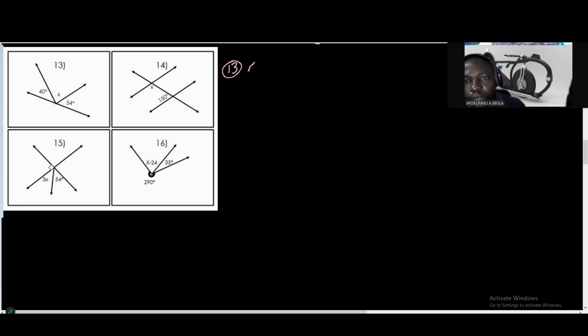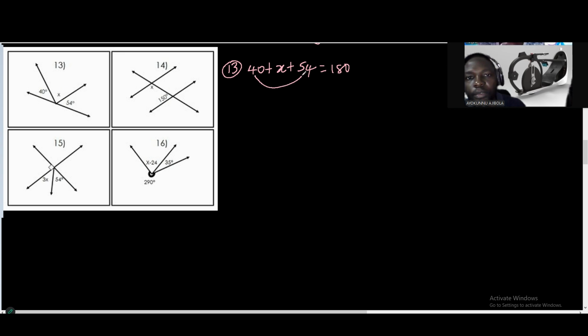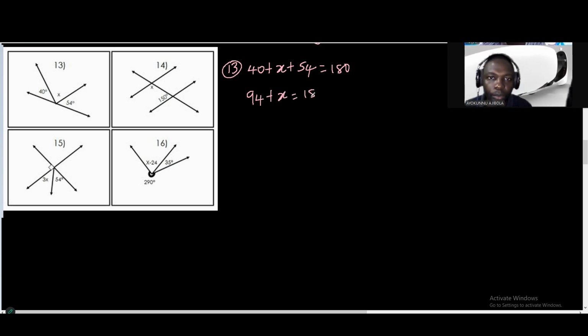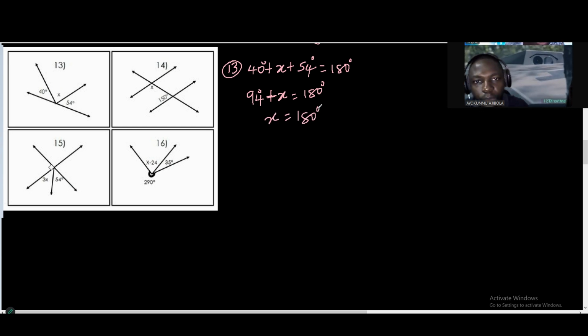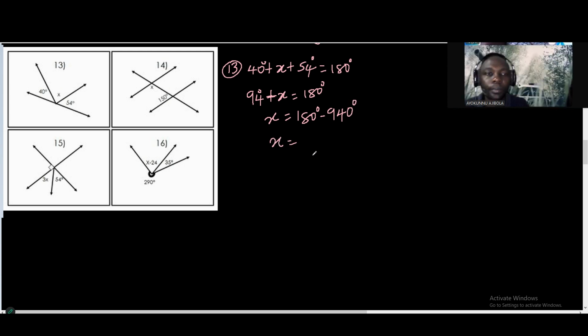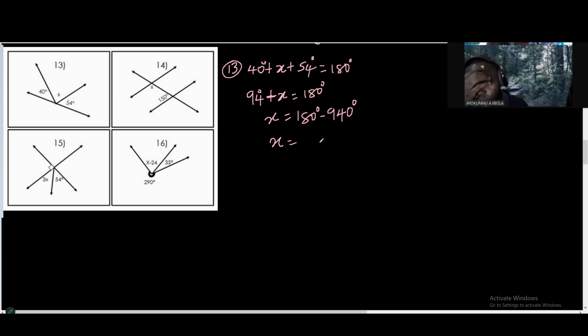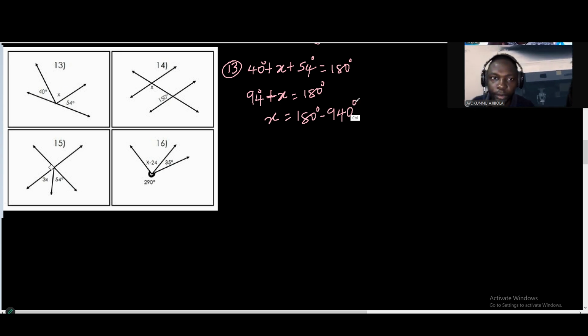Number 13, we have 40 plus x plus 54 to give us 180. So what is 40 plus 54? That is 94. 94 plus x equals 180 degrees. And all of them are degrees anyway. So x will be what? 180 degrees minus 94 degrees. So what is x? Oh, I said 94 degrees, not 940.